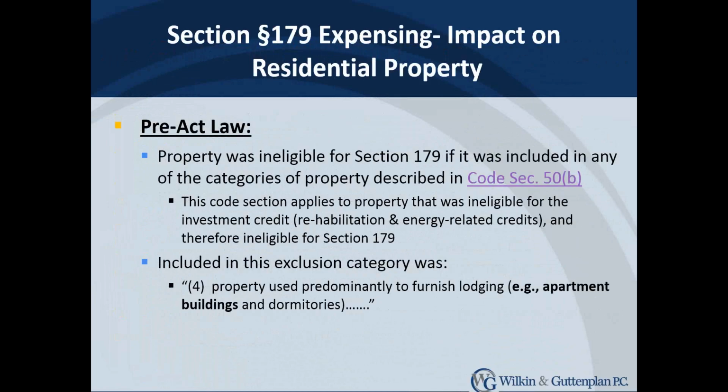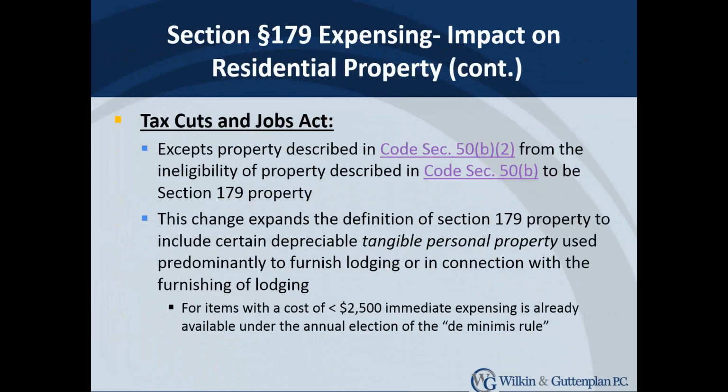Again, if you are under the aggregation rules, you need to take a look at this and all properties and consider them as one. Also, prior to 179, prior to the new act, this immediate expensing was not available to properties that furnished lodging, which was, for example, multi-housing and apartments. The Tax Cuts and Jobs Act has expanded this, and now the definition of 179 property applies to those used predominantly to furnish lodging.